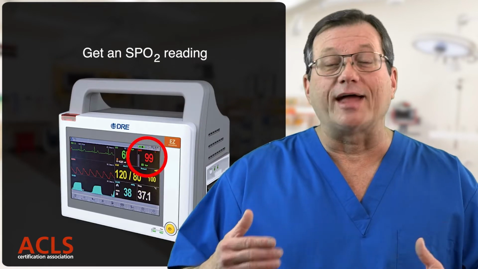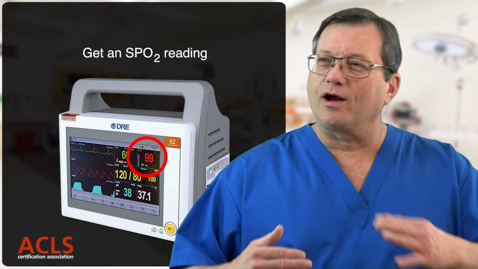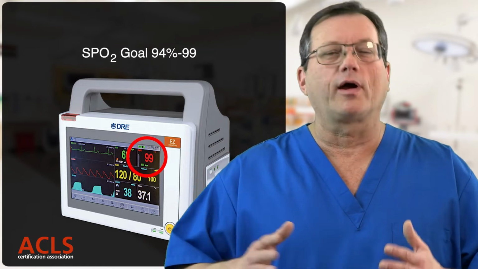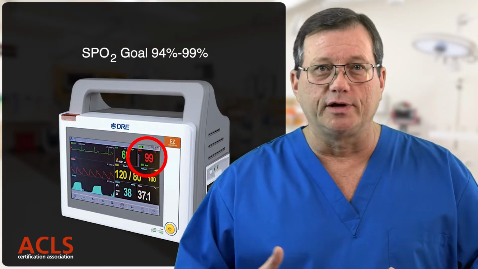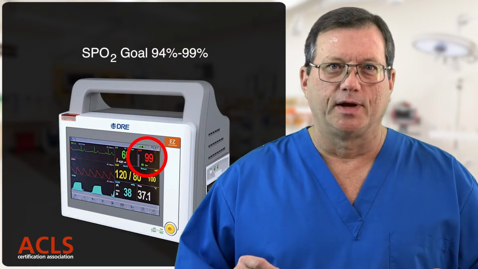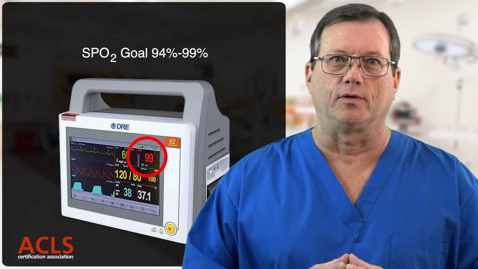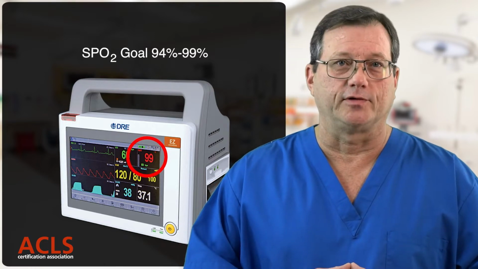Get an SpO2. The literature says if their SATs are less than 90%, you want to administer oxygen. And our goal for saturation overall is between 94 and 99%. Now, low flow oxygen, 2-4 liters, we really don't have to worry about oxygen toxicity right now. That's for later on during ROSC when we're pumping 100% oxygen into them. That's another story. But low flow, no risk for oxygen toxicity.